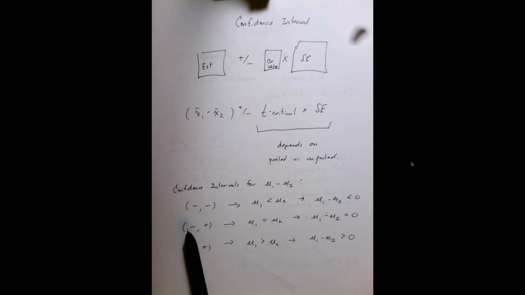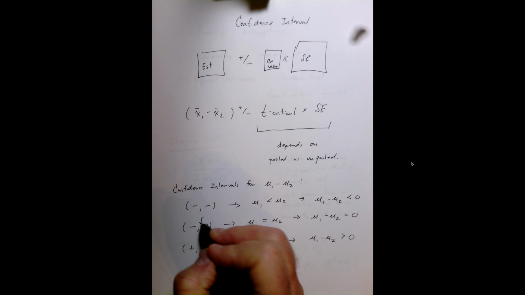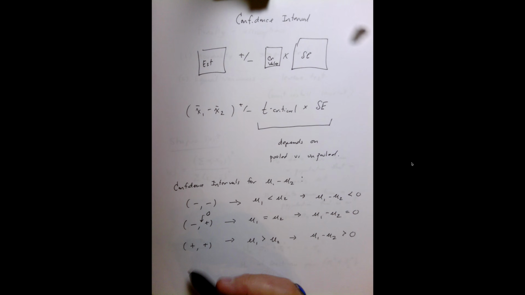If we have a negative and a positive, then the only way that can happen is 0 has to be contained in our interval. No other way. Can't happen any other way. Then we can conclude that mu1 is equal to mu2, or the difference is actually equal to 0. If we have plus plus, then we assume mu1 is greater than mu2, and that this difference is greater than 0. That shouldn't be any surprise to anyone.